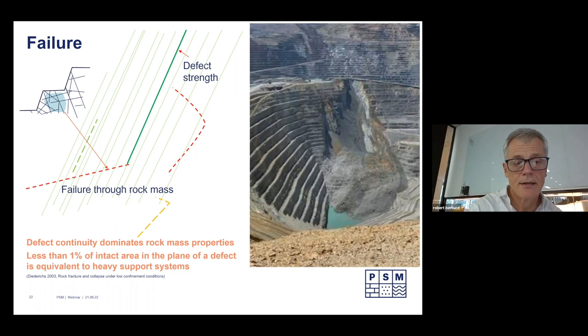And that last little line there is work that was done, found out by Mark Diederichs. It basically said, look, 1% of the failure area is equivalent to a heavily supported system, whether that be rock bolts in an underground excavation or cables in an open cut mine. So you actually only need a little bit of intact area to greatly increase the strength of that mechanism.